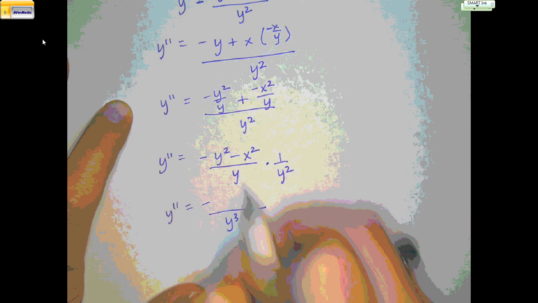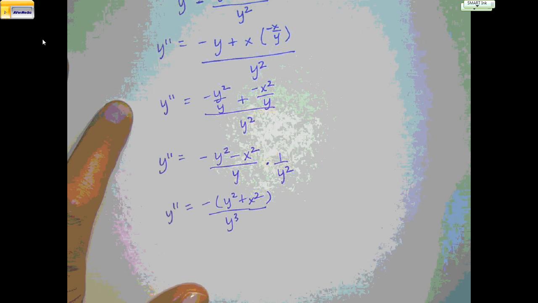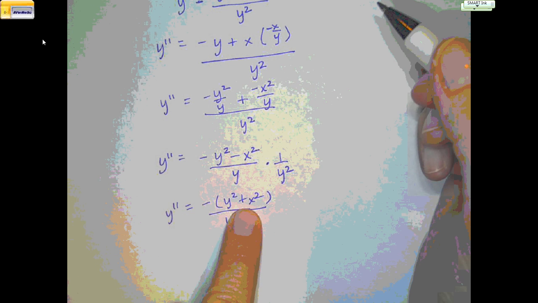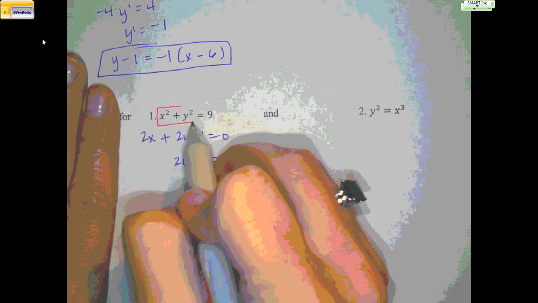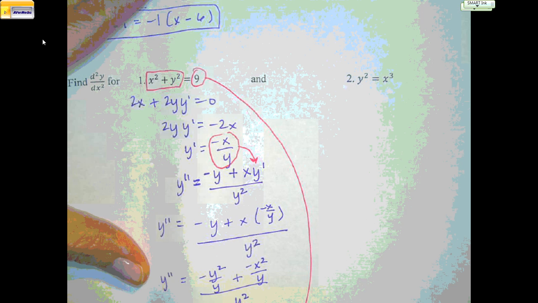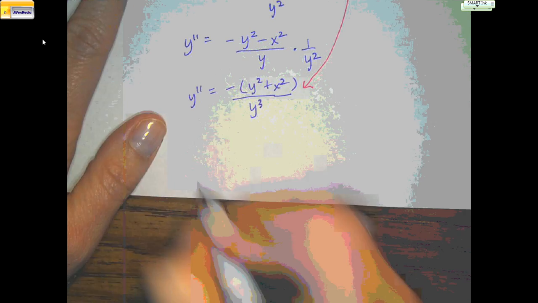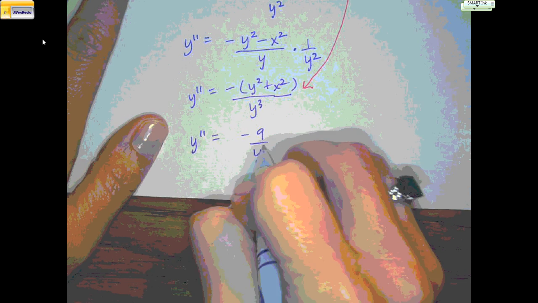On the top, I'm going to take out a negative. And here's why. That says y squared plus x squared. And at the very top, I have y squared plus x squared equals 9. So I know what y squared plus x squared equals. It equals 9. So I'm going to take that 9 and stick it right there, so that my answer is negative 9 over y cubed.